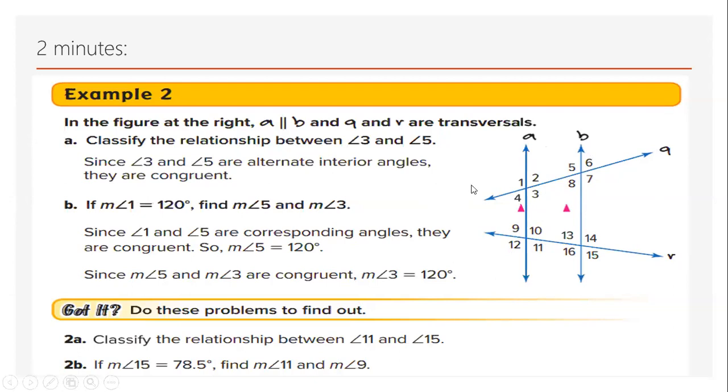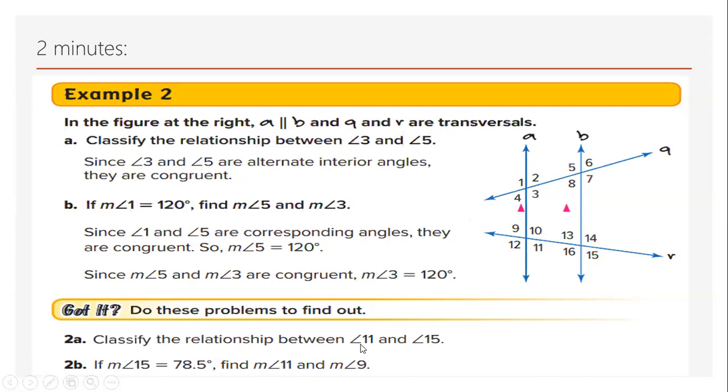If measure angle 1 is 120, find measure angle 5. Okay, so angle 1 and angle 5 are corresponding angles, so they are congruent. Then angle 5 as well is 120 degrees. And measure of angle 3. Okay, so angle 1 and angle 3 are vertical angles, so 1 is equal to 3, so 3 is 120 degrees as well. And also angle 5 and angle 3 are congruent by the alternate interior angles theorem.